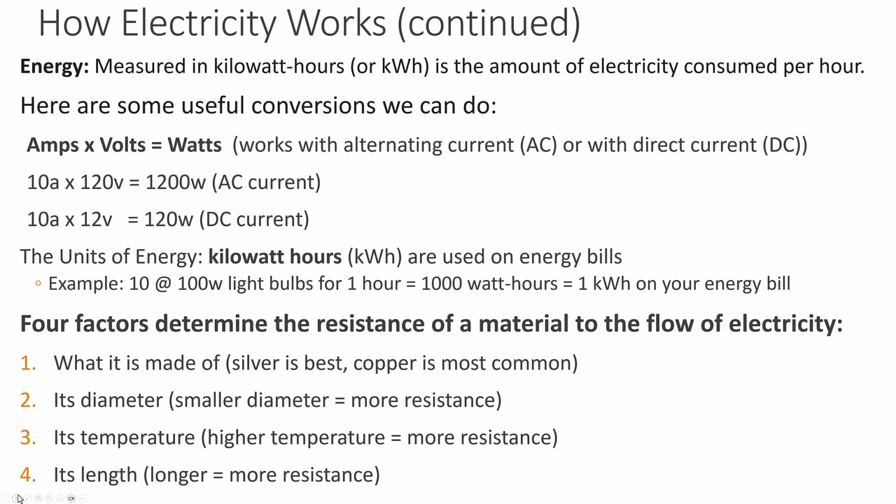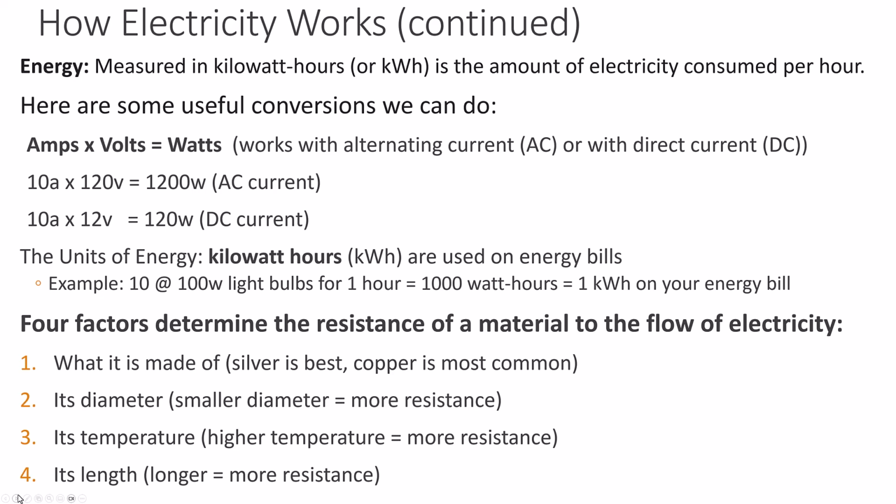The 4 factors that determine the resistance of material to the flow of electricity. Well, what it's made of, what kind of metal or what kind of conductor are we talking about? Water we tend to think of as being a conductor. Not all water conducts. If it's pure water with no minerals of any kind in it, it doesn't actually conduct electricity. It's just that the water that comes out of your tap, most of the water you're ever going to deal with has enough minerals to conduct electricity.